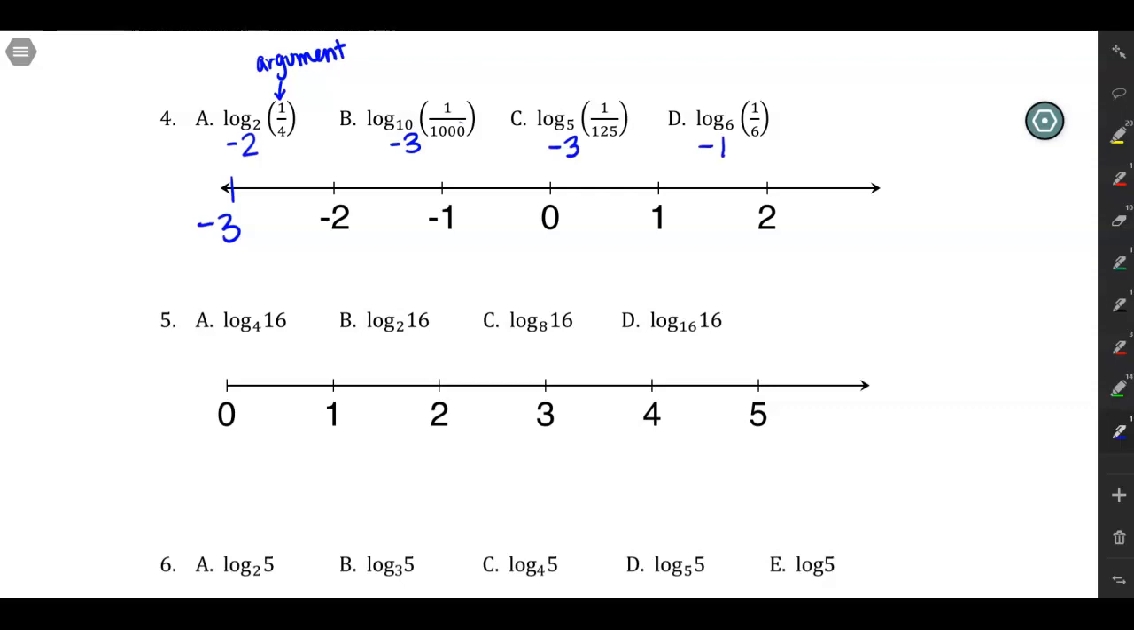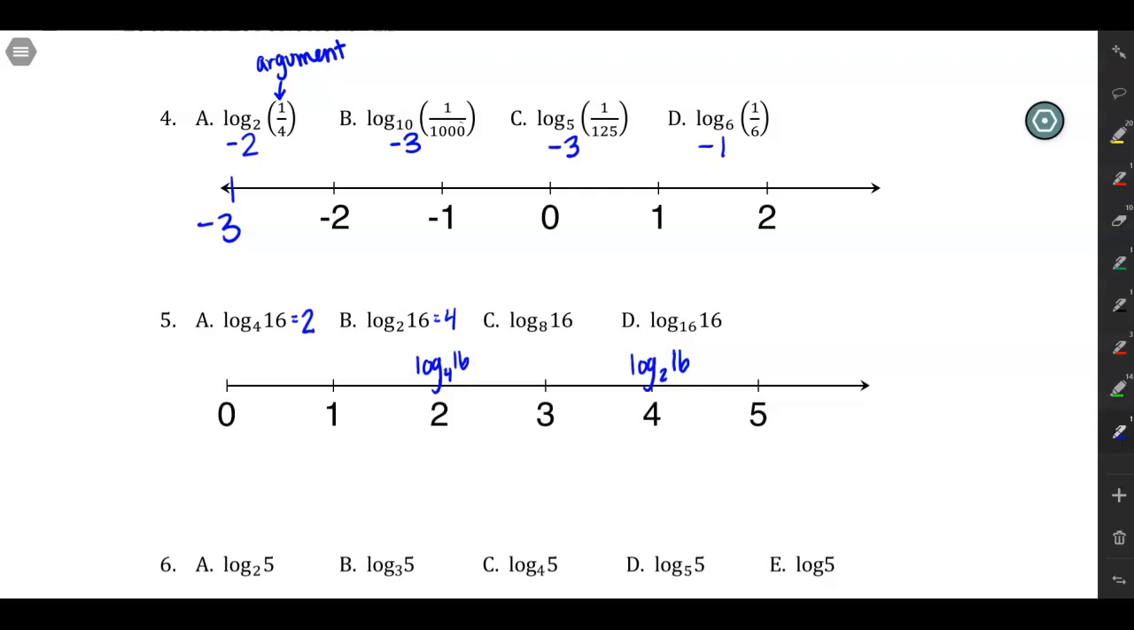So log base 4 of 16, so 4 to what power gives me 16? Well, that's going to be 2. So let's go ahead and write that on my number line. So log base 4 of 16 is going to give me 2. Log base 2 of 16, so 2 to what power gives me 16? That's 2 to the 4th power, because 2 times 2 times 2 times 2 is 16. So over here, I'm going to have log base 2 of 16.